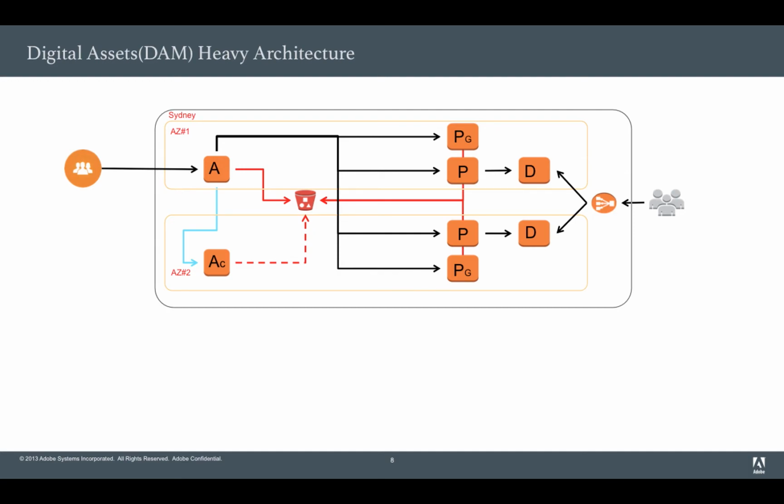We also have the published servers available on the availability zones AZ1 and AZ2, and they also connect to the same S3 bucket as the author servers. One of the main advantages of the S3 bucket is the fact that it gives us storage scalability.